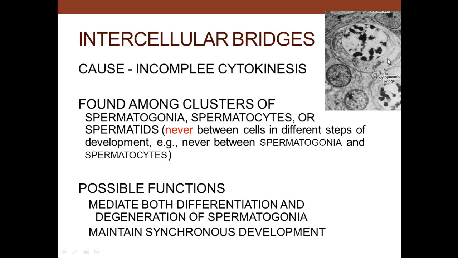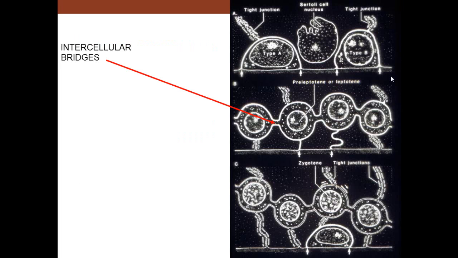And also, in spermatogenesis, there's an overkill of number of potential cells to divide. What happens is you end up with too many and they have to degenerate. It synchronizes degeneration, eating up a whole group at one time if it needs to. And here you can see the intercellular bridges.